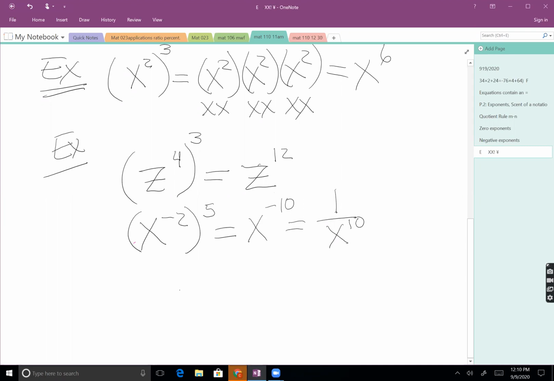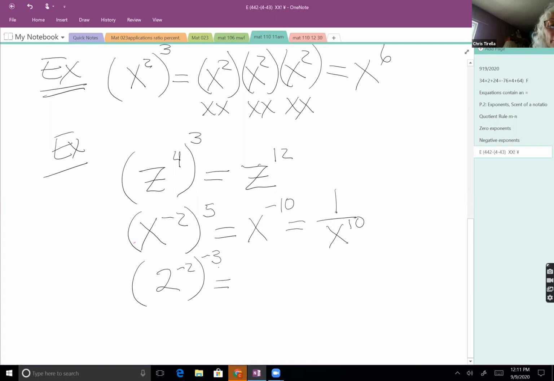Instead, if I have 2 to the negative second to the negative third, when I raise a power to a power, I multiply those exponents, negative times negative. And then when I evaluate, 2 to the 6th is 64. So if I raise a power to a power, I multiply those exponents.